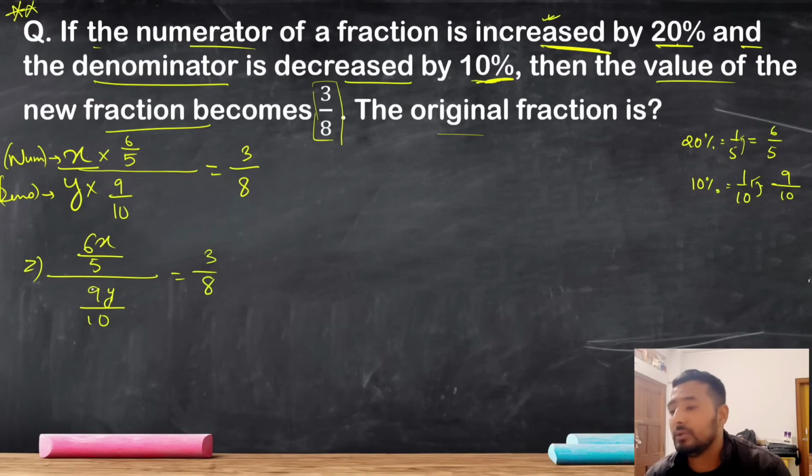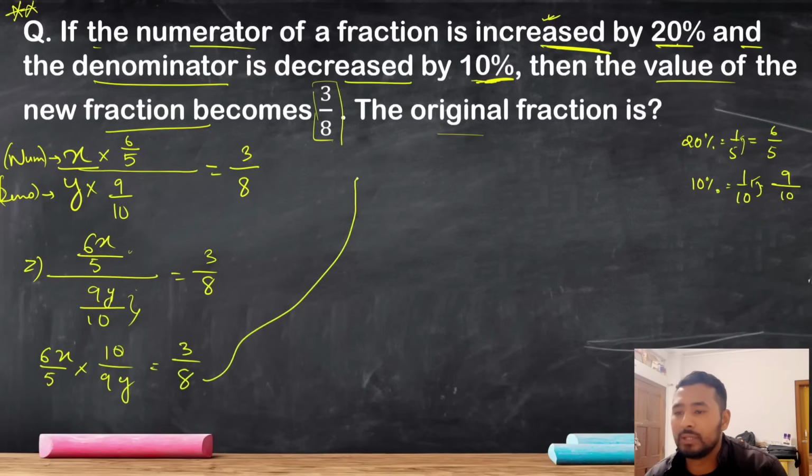Okay. Now you see this one. This is very easy. Just do the reciprocal. Okay. Because you cannot divide directly this one. So what we will do? 6X by 5. This division will be changed to multiply. And this will be the reciprocal. Okay. 10 by 9Y equal 3 by 8. Okay. Should do like this. Follow this one. Okay. Now what you will do?